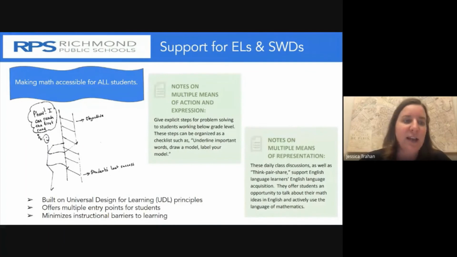So here's that ladder that we talked about during step 2. We want to make math accessible for all students. You'll see 2 of the specific callouts on the page. As you look through your teacher edition, these will be identified in green. This gives us ways to extend for students that might need extension, as well as to support students that might be English language learners or students with disabilities. These were all built on the Universal Design for Learning and offer multiple entry points for students.